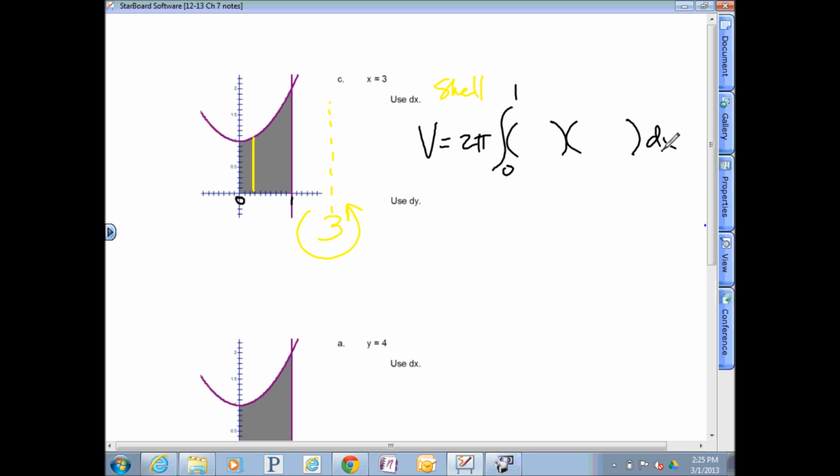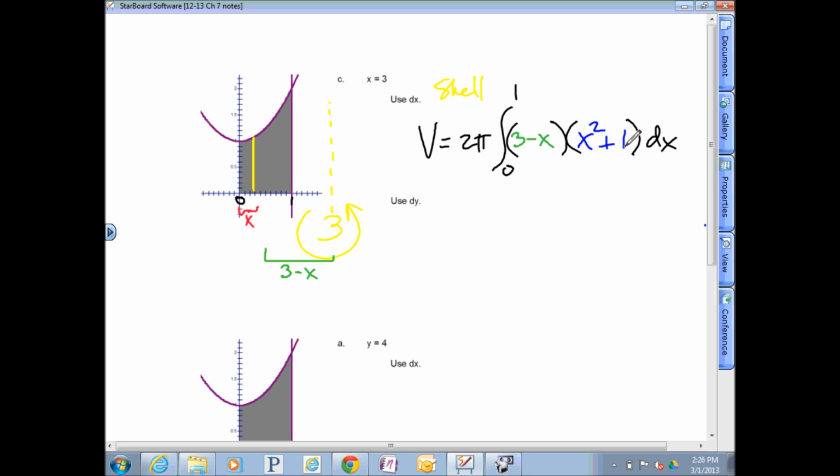Normally my radius goes from my rectangle over to the left to the y-axis, and we call that distance x. Do we want to revolve that yellow rectangle around the y-axis? No, we don't. We want to take it the other way. So our radius is the difference between that whole thing, 3, over to the y-axis and that red x over to the y-axis. So my radius this time is going to be the difference between the 3 and the x. How long is that rectangle? That's still your f of x. It's still your x squared plus 1.